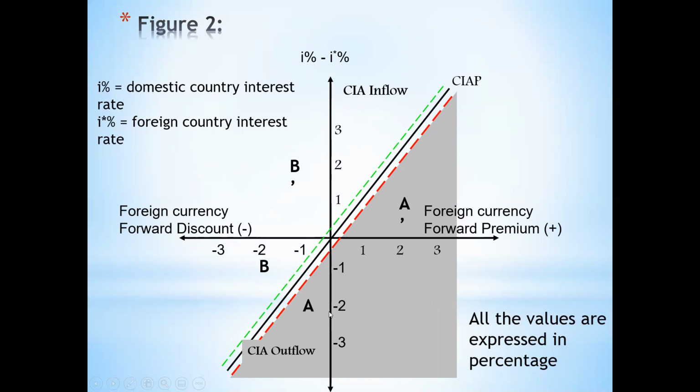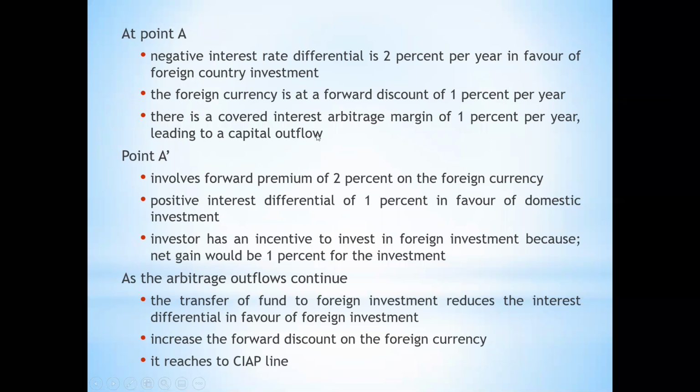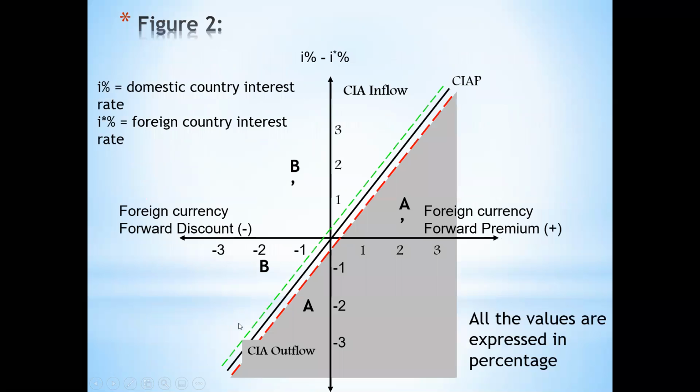Why is the foreign currency at forward discount? Because its interest rate is high. Then the foreign currency is at forward discount of 1%. There is a covered interest arbitrage margin of 1% per year leading to capital outflow. What do we mean by capital outflow? People see that they get the gain from the 2% interest difference in favor of the foreign country, and they still have a loss of 1% from the forward discount.